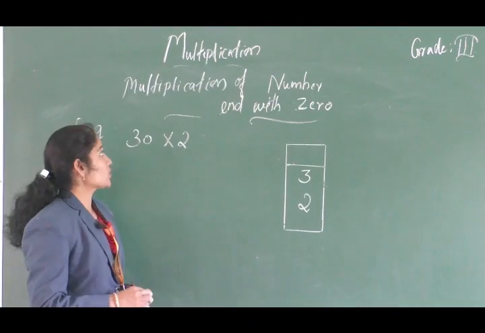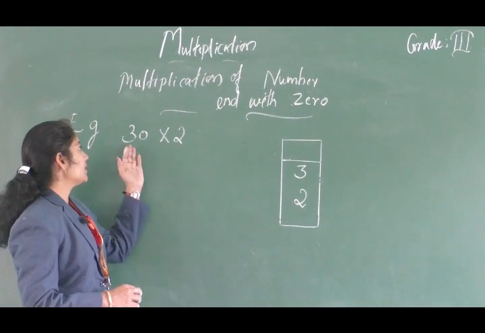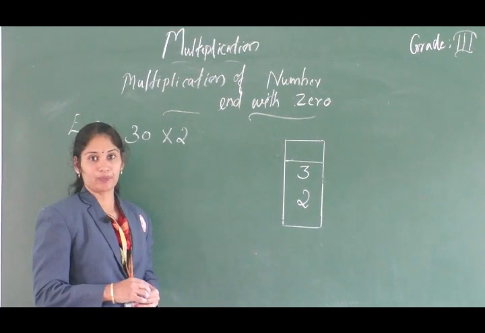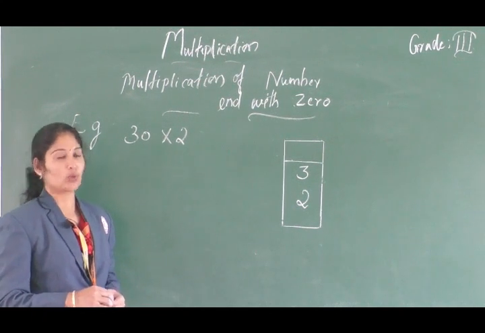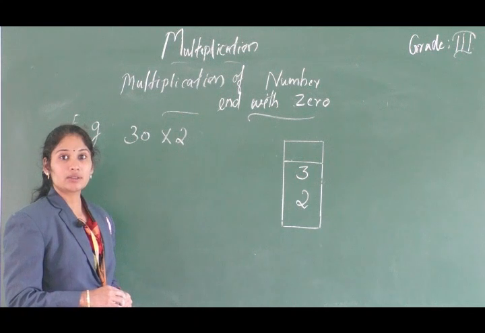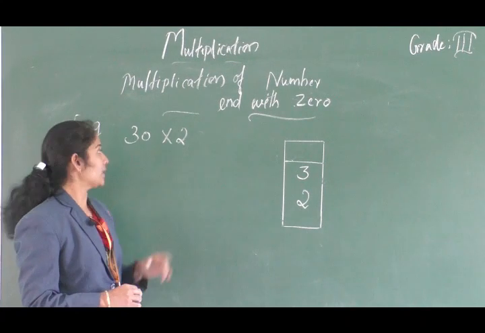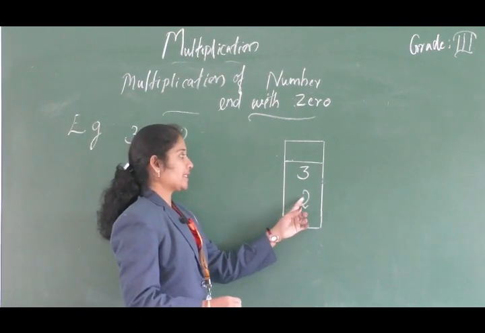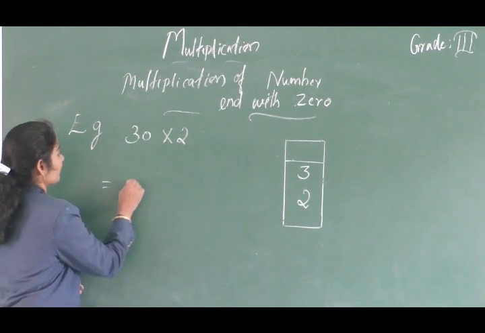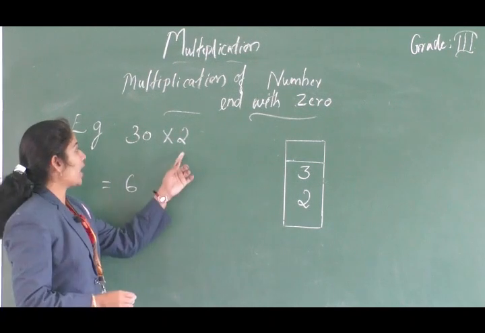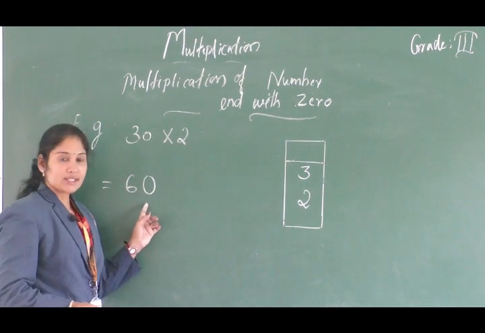Children, our next topic is multiplication of number n with a 0. We'll take an example, 30 into 2. Have you studied 30 table? No. So, how will you calculate? We have to multiply the number by the multiplier. So, we have to take 3 and 2. 3 into 2, 6. Then we have to put 0. The final product is 60.